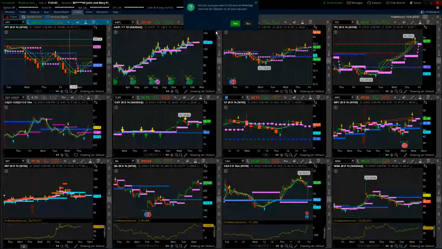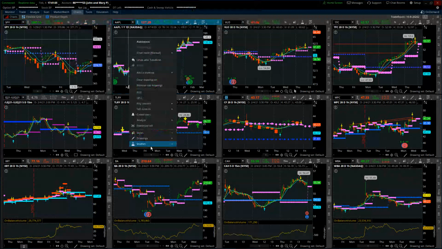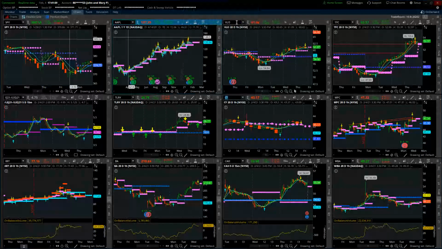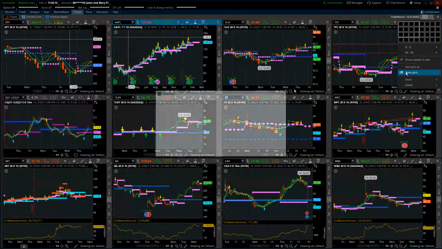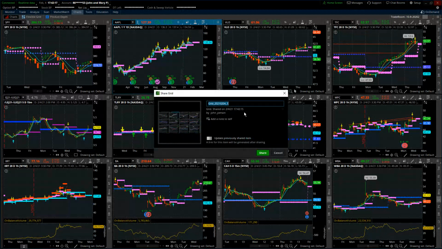Let me go to SPY. I'm going to clear the drawing set. Yes. Here's Apple. Let's clear the drawing set and hit yes. And let's go back up here, and I know what I did. I think I saved the grid as, oh shoot. What did I just do? Share the grid.